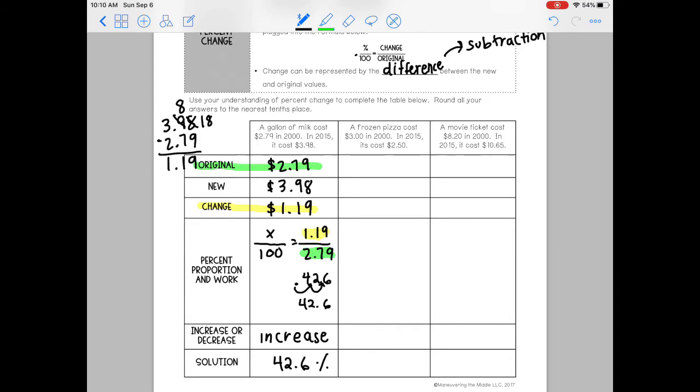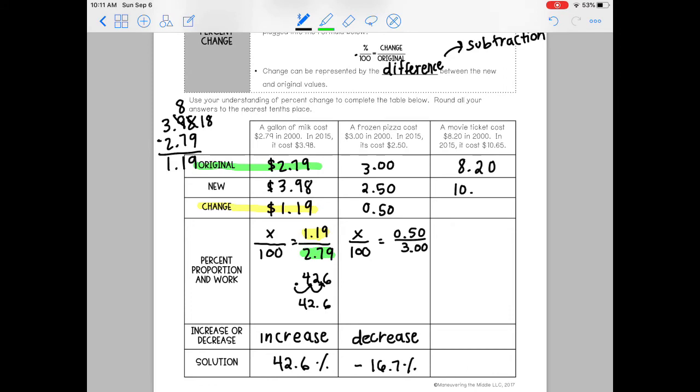All right, so for the frozen pizza one, it was originally $3. It went down to $2.50, so this is our new value. So what is the change? Well, the change is 50 cents. If we set up our proportion, it'd be X divided by 100 equals 50 cents divided by $3. This is a decrease, and because it is a decrease, our answer is negative. We get negative 16.7%.